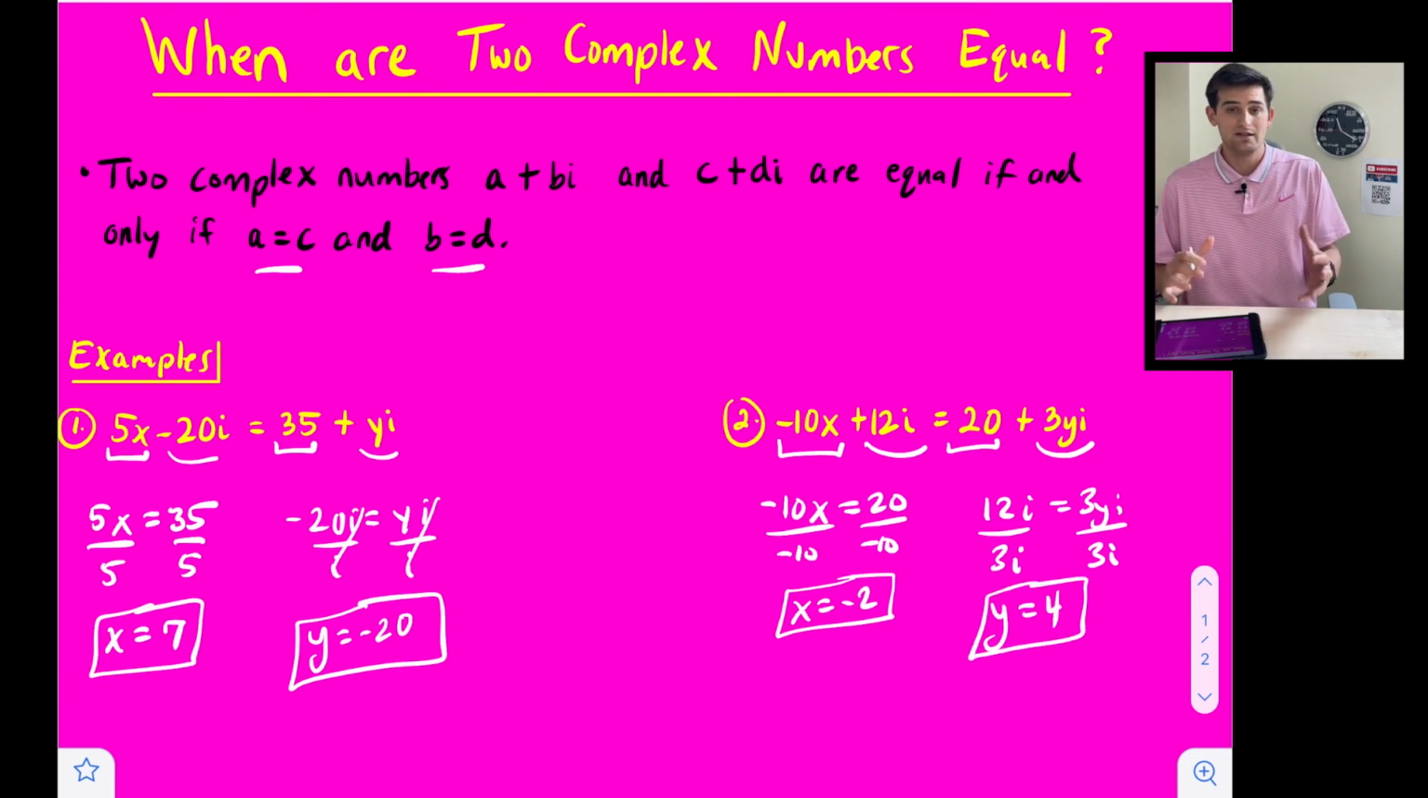Okay, and that's it. That's how you know when two complex numbers are equal to each other. You set the real parts equal to each other, solve for the variable, and set the imaginary parts equal to each other and solve for the variable.